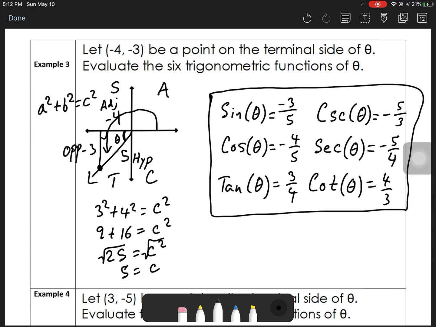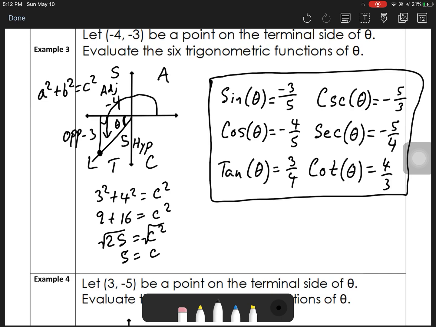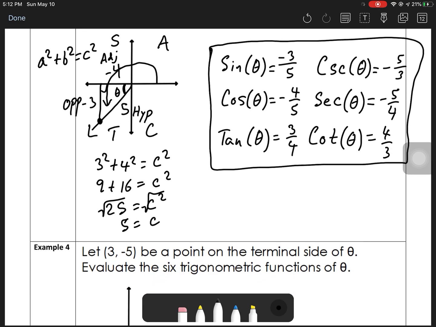Okay. Now, every single time you have something in quadrant 3 that's tangent or cotangent, it's got to be positive because you have a negative over a negative every single time, because all of the coordinates in that quadrant are negative and negative. Okay? But sine and cosine, those are going to be overall negative values.